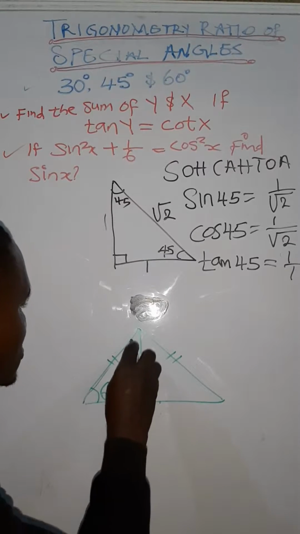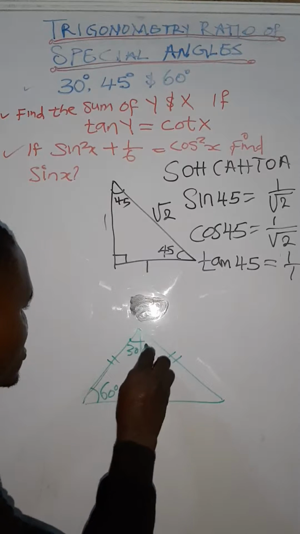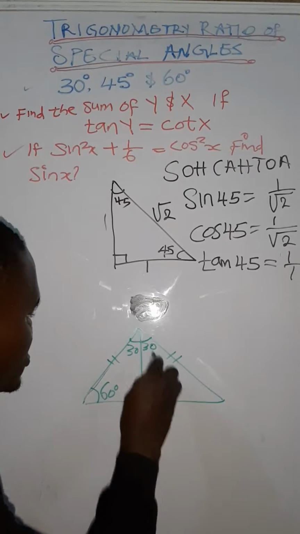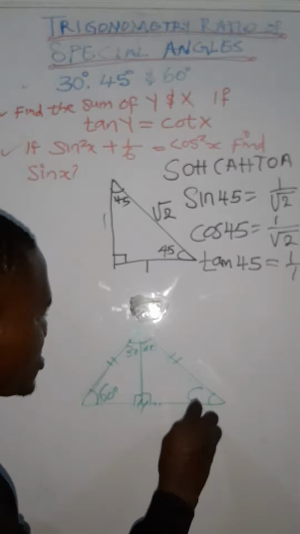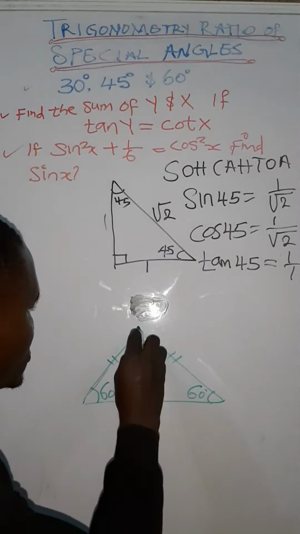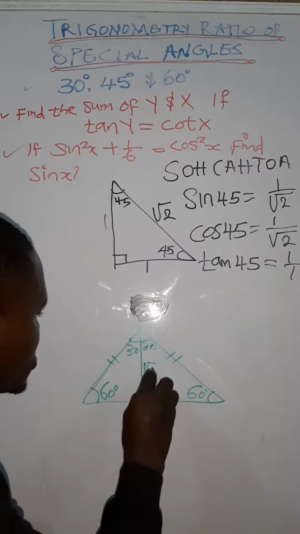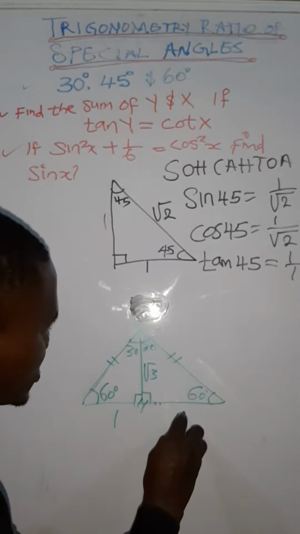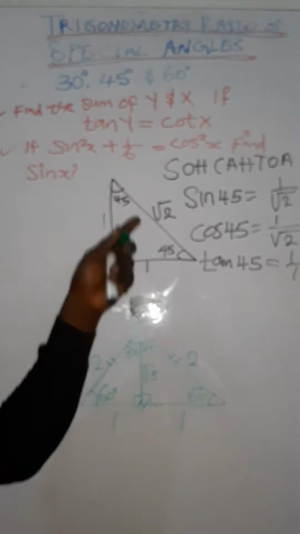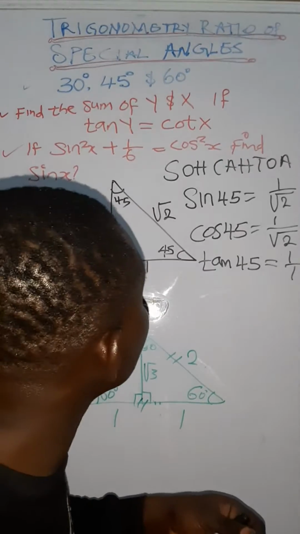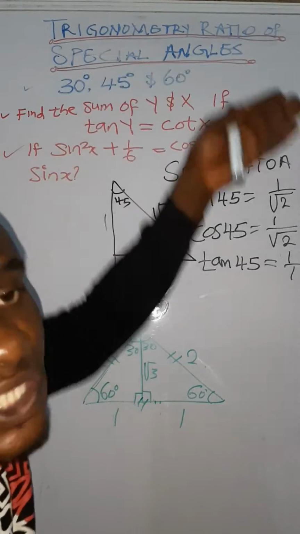This is 90. Here is 30 degrees. Here also 30 degrees. Here is 90, here it was 60 degrees. So this line from here to here is root 3. Here is 1, here is 1. You have here as 2, you have here as 2. You just have to memorize these two triangles for you to be able to deal with all your special angles.